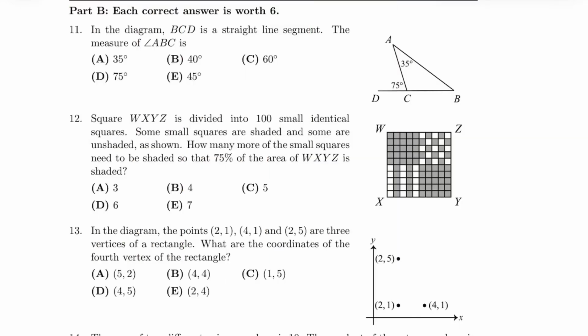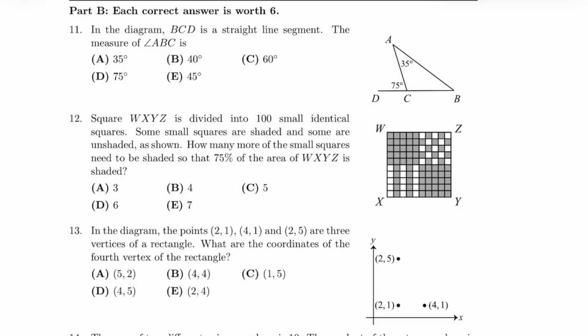So question 11, in the diagram, BCD is a straight line segment. What is the measurement of angle ABC? For this diagram, we have a triangle ABC, and we know the value of angle BAC is 35 degrees. As we can see, ACD is the exterior angle of triangle ABC.